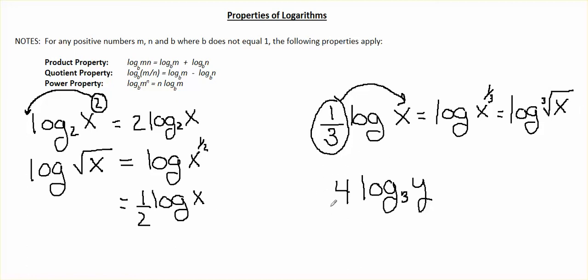So let's go ahead and do the same thing here. We have a multiplier of 4, and we're just going to go ahead and take this 4 and move it back into an exponent. So we get the log base 3 of y to the 4th power. And that's how you use your power property of logarithms.